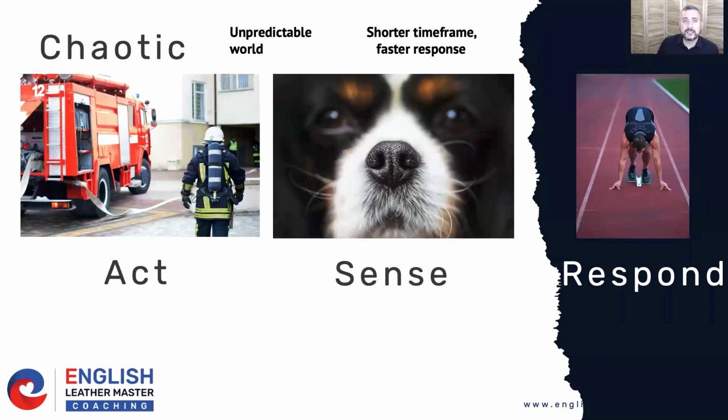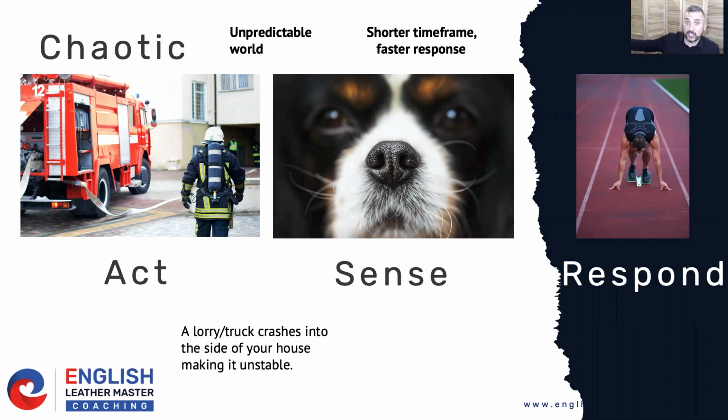On the other end of the scale, you've got chaotic, which is unpredictable, short time frame. So here you just have to act. There is no way of knowing what's going to happen. You don't know what data you need. So if a lorry is crashing into the side of your house, you're going to get out. You then look back and start to try and analyze the data, but you don't know what's important.